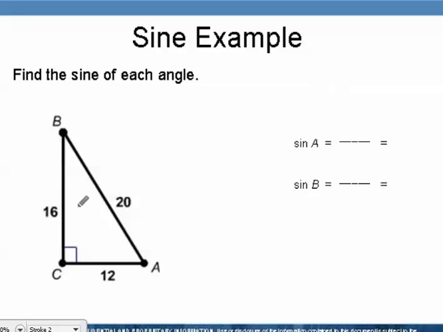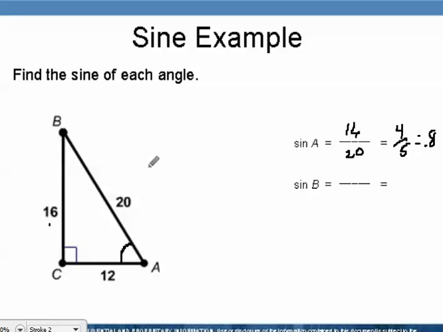So, what is the sine of angle A? Angle A is sitting right here. Well, the sine of angle A is going to be opposite 16 divided by the hypotenuse, 20. That's going to be, let's see here, dividing by 4, that's 4 over 5, which is 0.8.